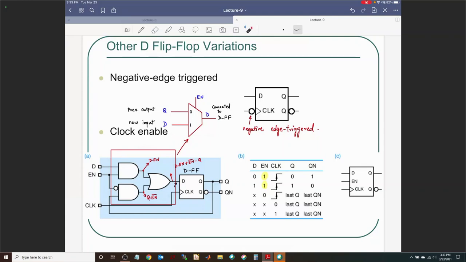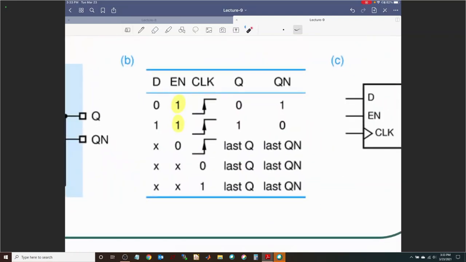All right, so let me go through this characteristic table here. When enable is 1, it would function as your D flip-flop. D is 0, Q is 0. D is 1, Q is 1. So Q will follow D when enable is 1, at the moment clock is going from low to high because it's a positive edge triggered D flip-flop.